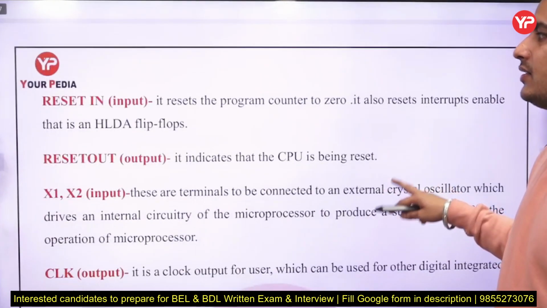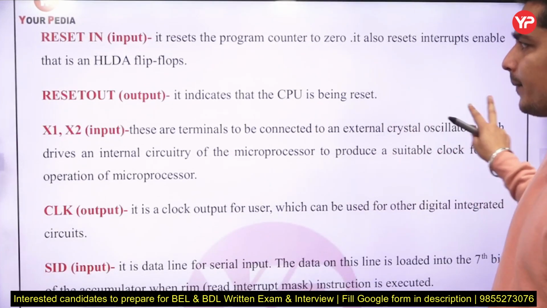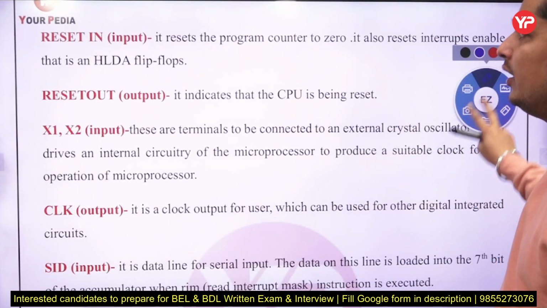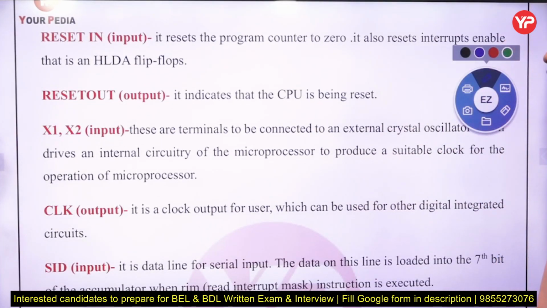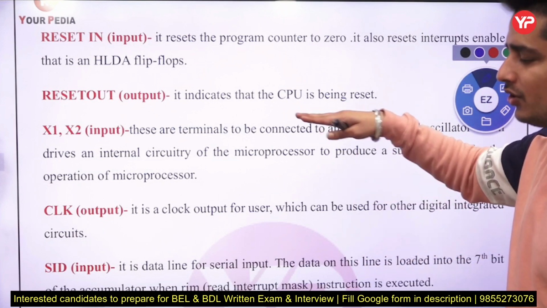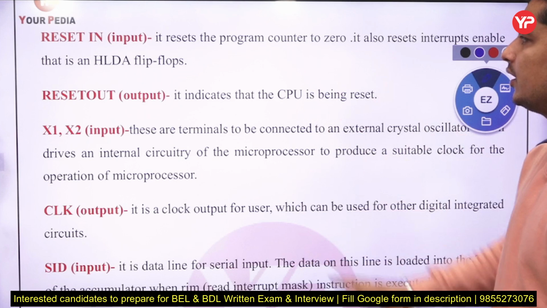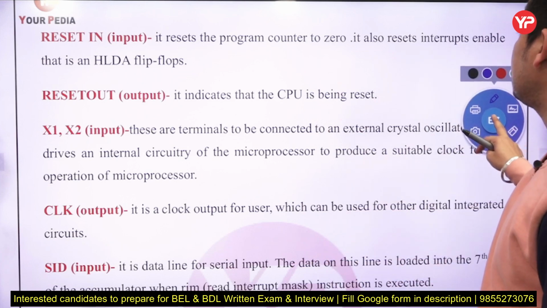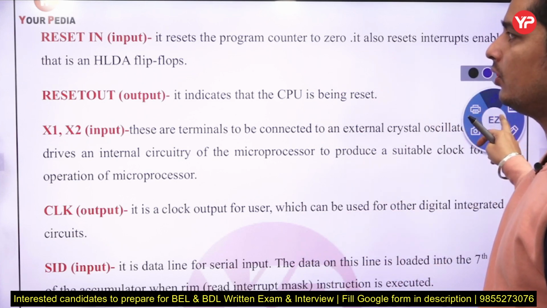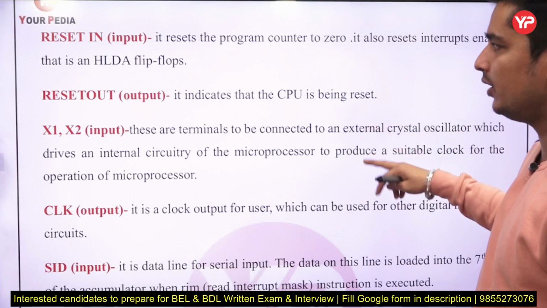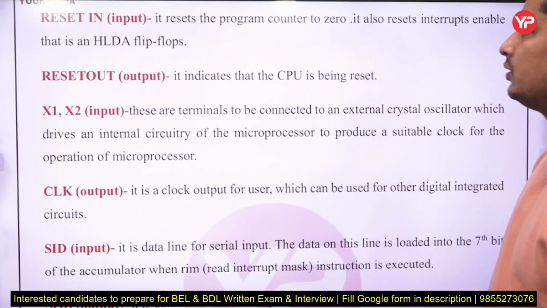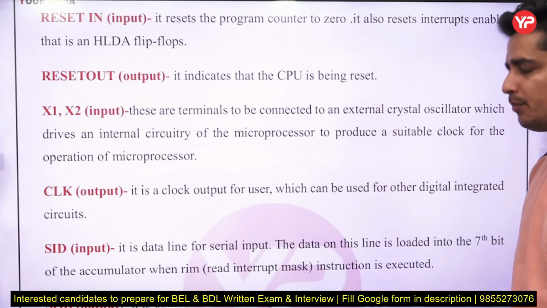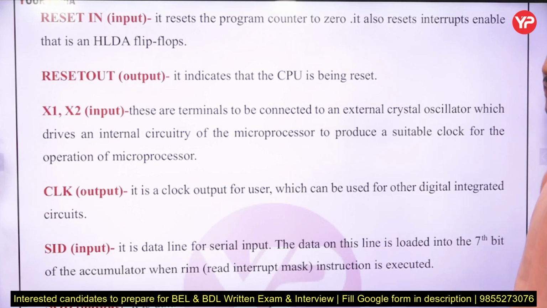Next is reset in. Reset in is an input pin. It resets the program counter to 0, right? It will set the program counter to 0, whatever it is working on. And reset interrupt enable and the hold HLDA to the flip-flop. Next is reset out. It indicates that your CPU is being reset. Now it will be reset to its original position.